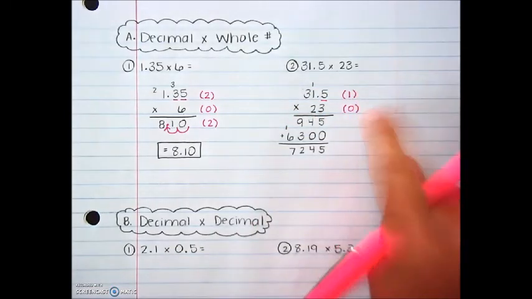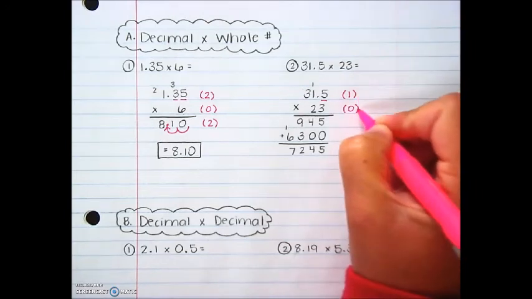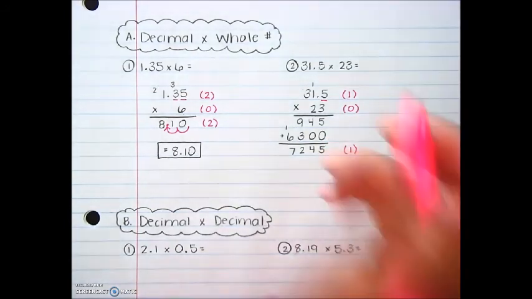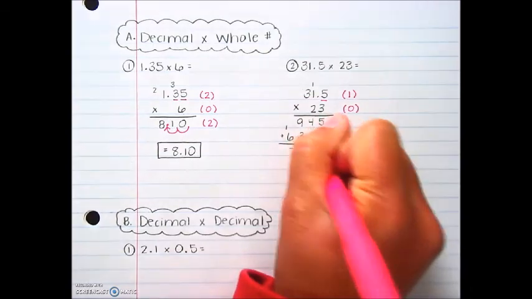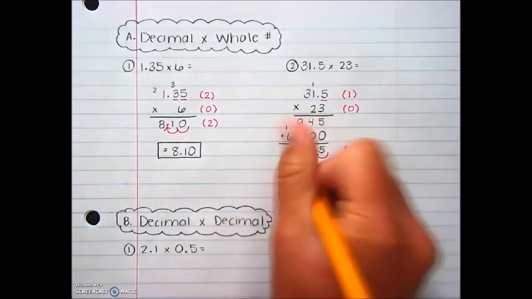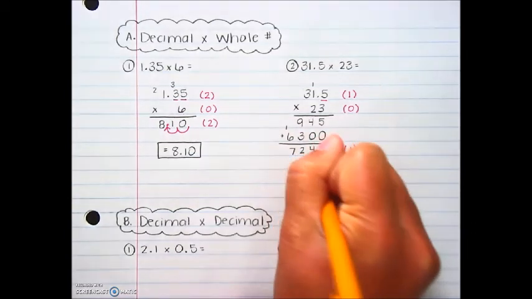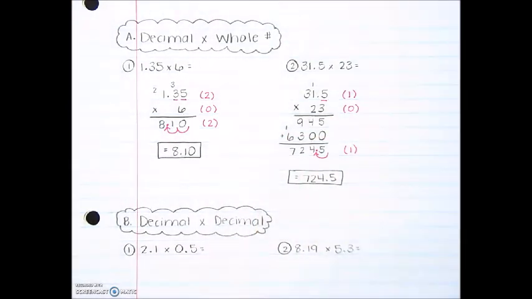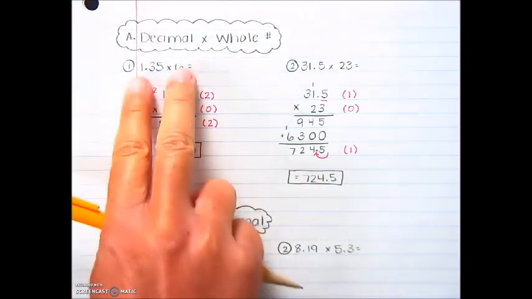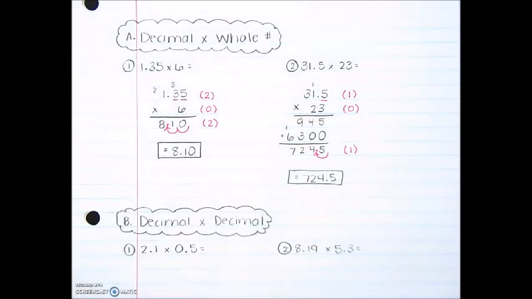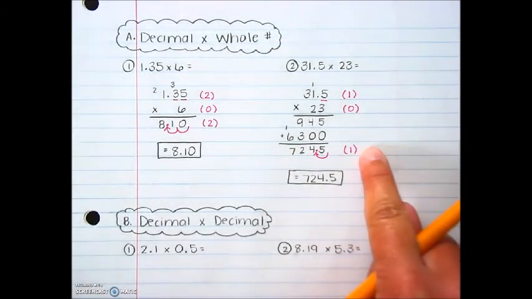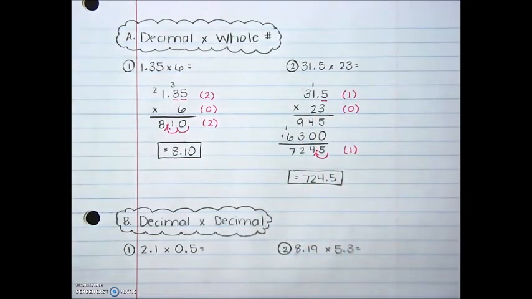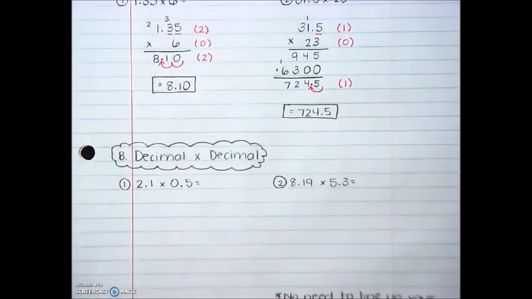Now I need to look back over here and add together the two numbers in parentheses. So 1 plus 0 is 1, which tells me that I need 1 digit after the decimal point in my answer. So I'm going to go back 1 space, which tells me that my final answer is 724 and 5/10. So when you're multiplying a decimal number by a whole number, or the order of these could be reversed, it could be a whole number by a decimal number, you're going to count the number of digits after the decimal point in each of your factors, but one of those factors won't have any. The same exact process works when you're multiplying a decimal by a decimal number.